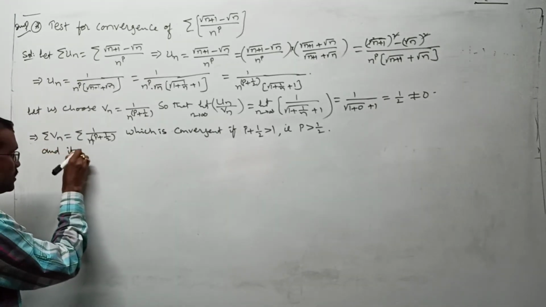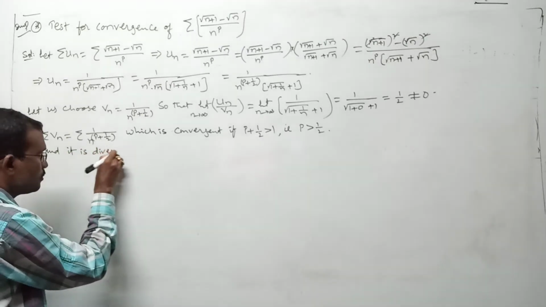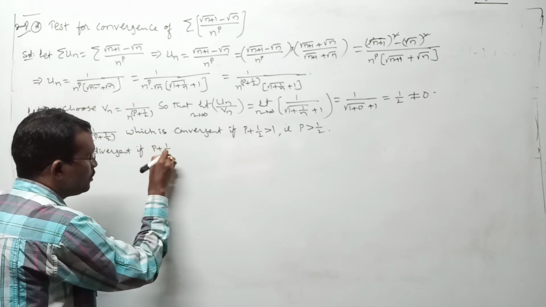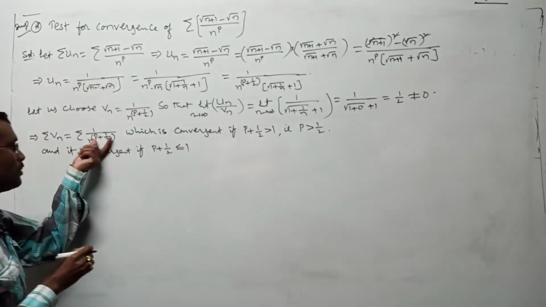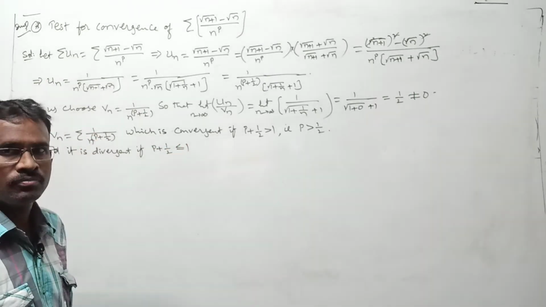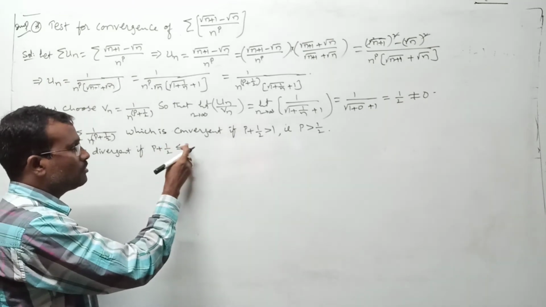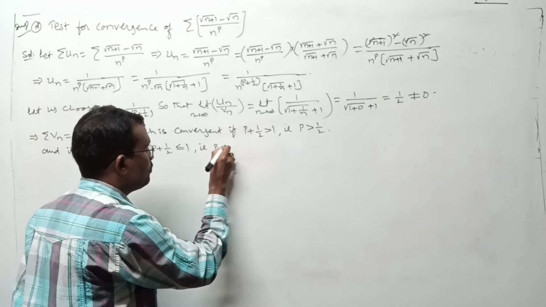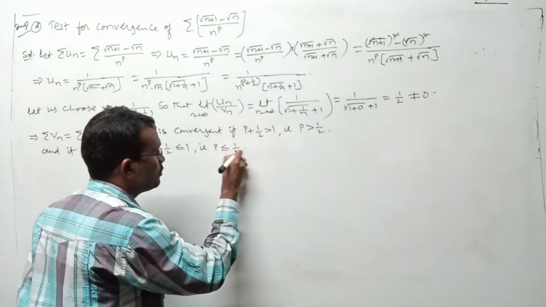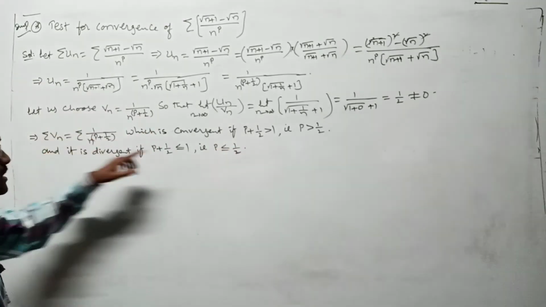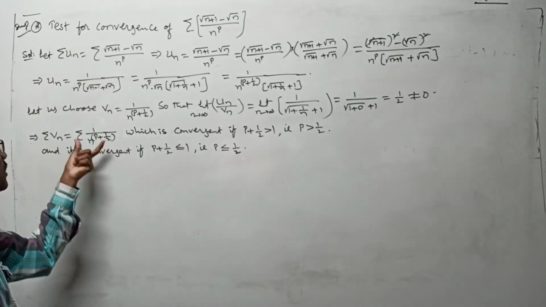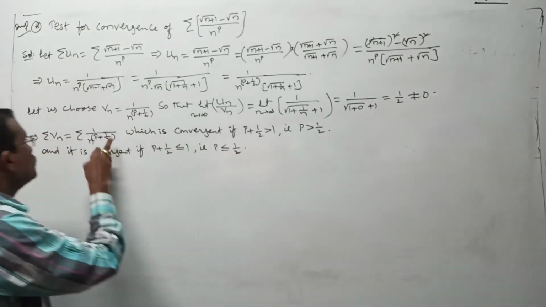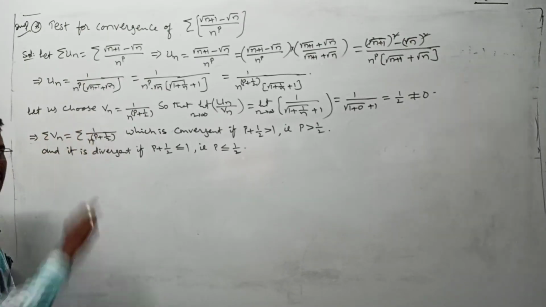and it is divergent if p plus 1 by 2 is less than or equal to 1. This power part is less than or equal to 1. Take 1 by 2 to the other side, 1 minus 1 by 2 is 1 by 2. That means the same thing you can write as p is less than or equal to 1 by 2. That means if this p value is less than or equal to 1 by 2, then this series is divergent. Depending upon the nature of this p, you can decide whether this series is convergent or divergent.